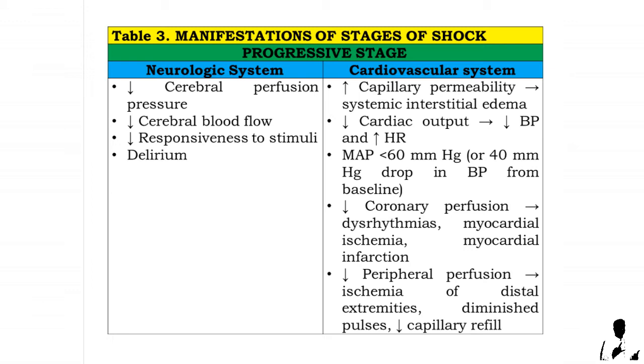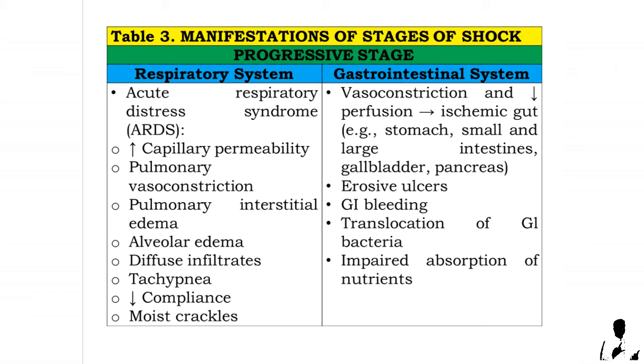Decreased coronary perfusion that leads to dysrhythmias, myocardial ischemia, and myocardial infarction, and a decreased peripheral perfusion that leads to ischemia of distal extremities, diminished pulses, and a decreased capillary refill. Respiratory system. Signs and symptoms of acute respiratory distress syndrome, ARDS, such as increased capillary permeability, pulmonary vasoconstriction, pulmonary interstitial edema, alveolar edema, diffuse infiltrates, tachypnea, decreased compliance, and moist crackles.